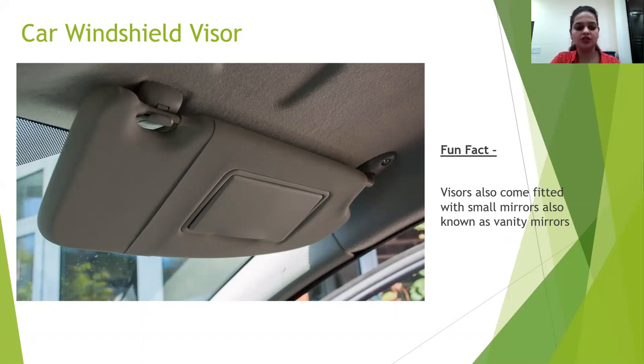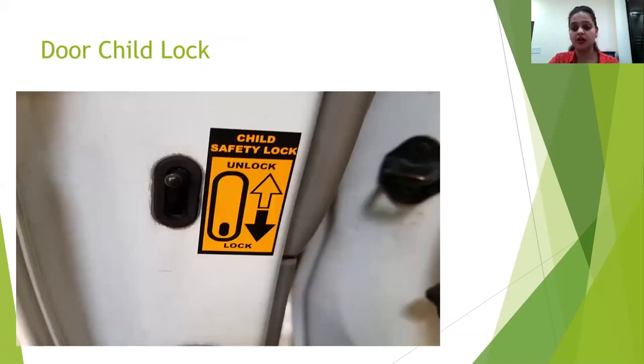Now, moving on to the next very important safety device, which is your door child lock. Okay, so can you see it here?